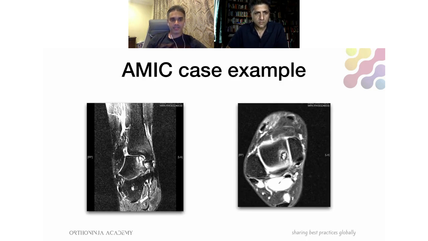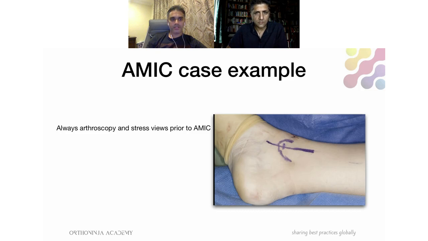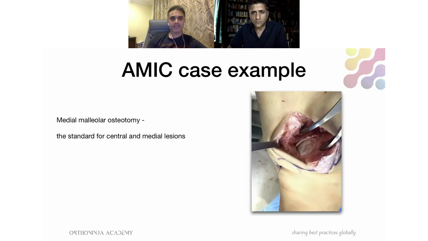So as we've alluded earlier, I always do stress views and arthroscopy prior to an AMIC, particularly if I'm considering an open AMIC. There are people who tend to do an all arthroscopic AMIC. They have the technical skills and they have the special instruments which they've devised, and it tends to work. I find it quite challenging. So as I said, the bog standard workhorse for a central or a medial lesion is your medial malleolar osteotomy.